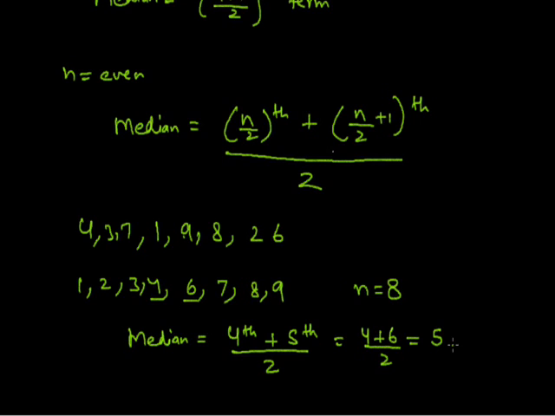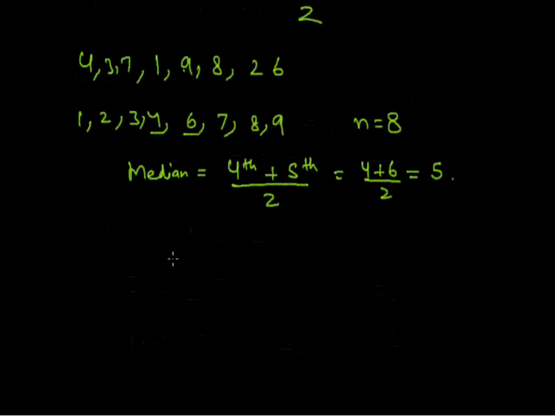So median in this case is equal to 5. So in this way, we need to find out the median. If the number of observations is odd, then there will be only one middle term, and that will be our median. And if the number of observations is even, then there are two middle terms, and the mean of those will be our median. So this is the way to find out the median.